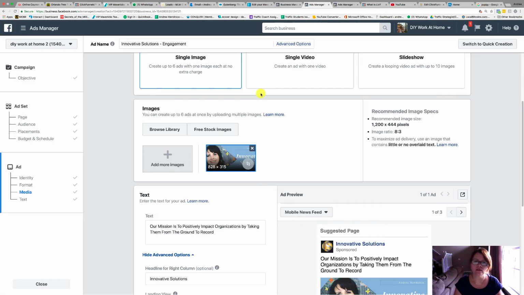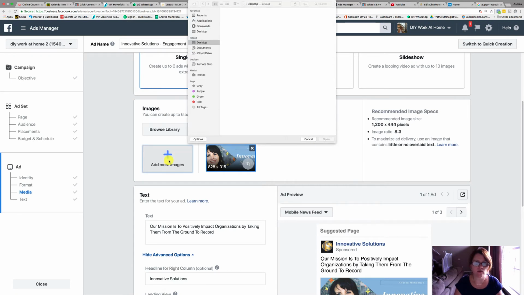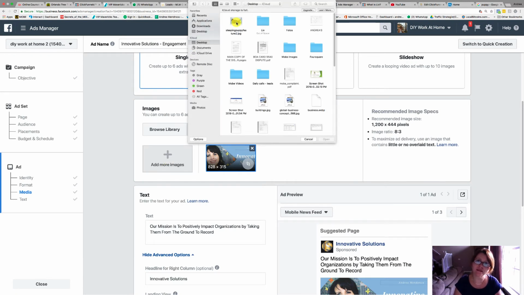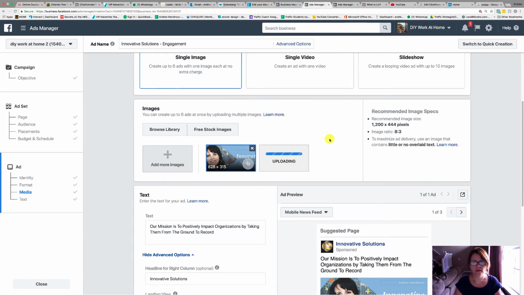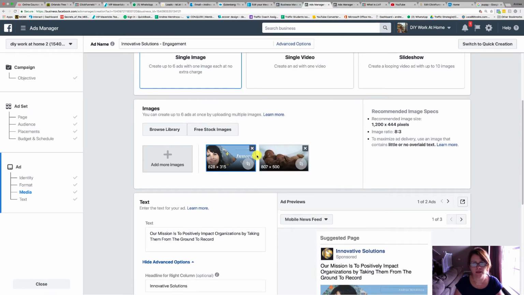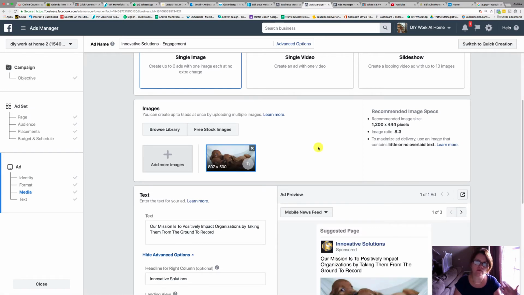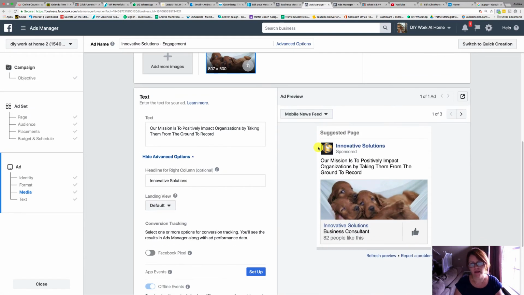So let me go back here to the Ads Manager, and then I click on Add More Image. It's going to open my computer, and this is the image I had selected before. And then I click Open, and there it is. And then I delete the one that it brings automatically, and those are my puppies. See how cute they are, all snuggled up together. Very cute. Who is not going to like that?